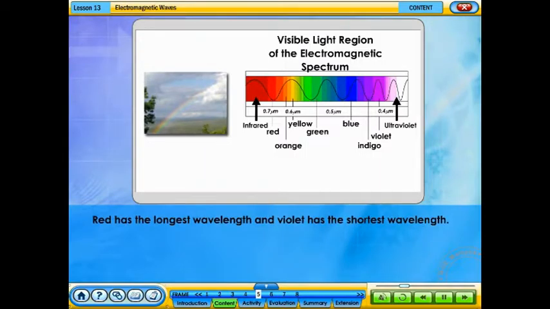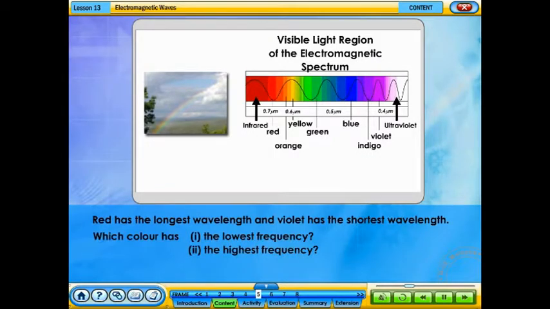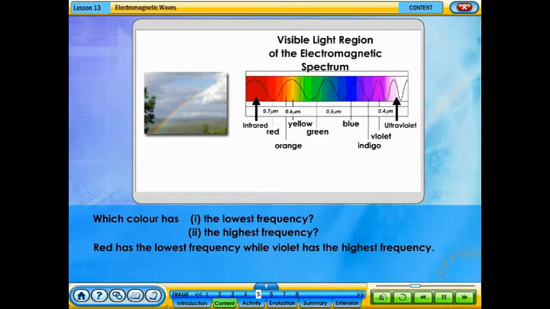Red has the longest wavelength, and violet has the shortest wavelength. Which color has 1. The lowest frequency, 2. The highest frequency? Red has the lowest frequency, while violet has the highest frequency.